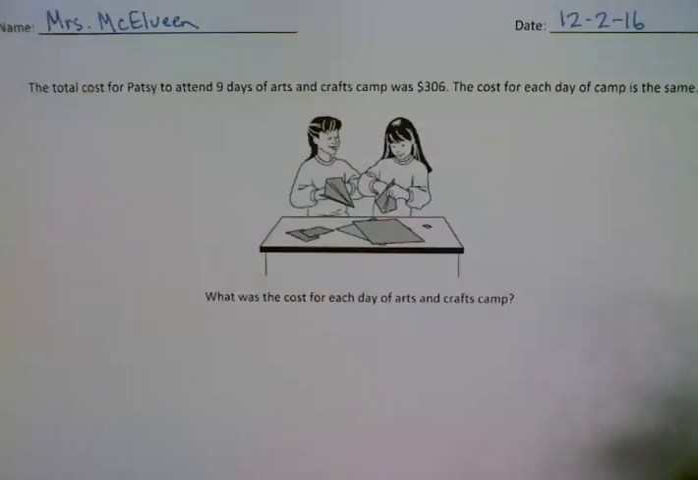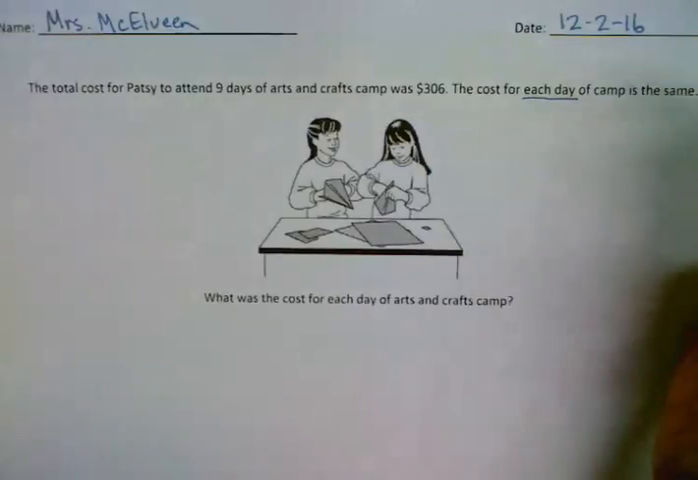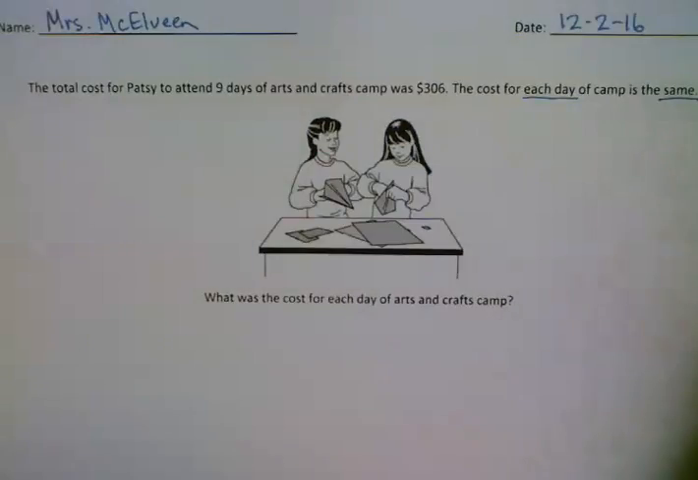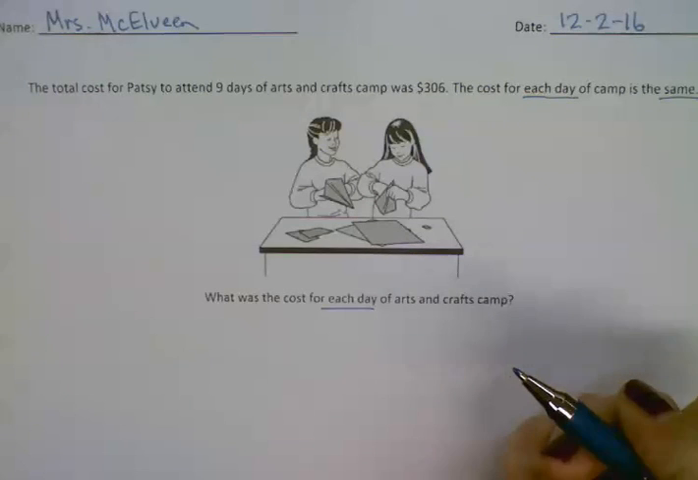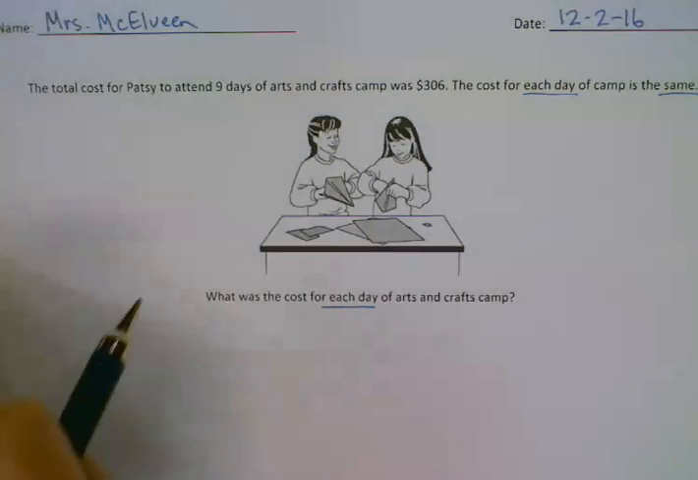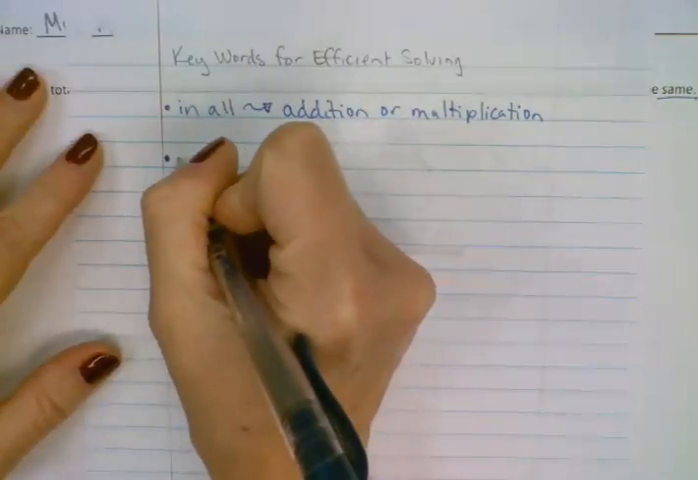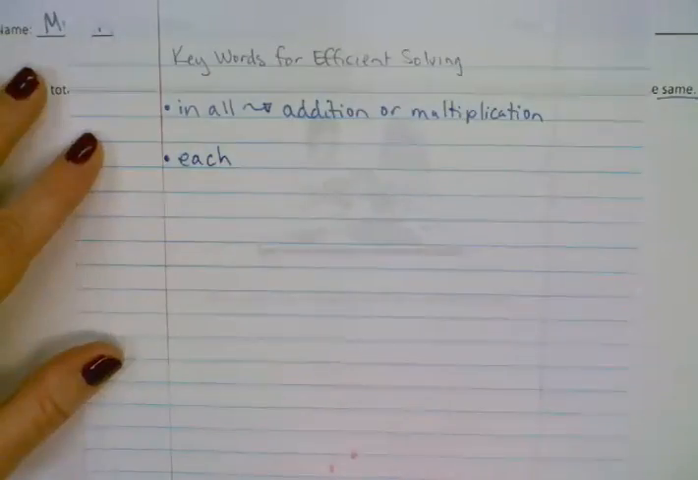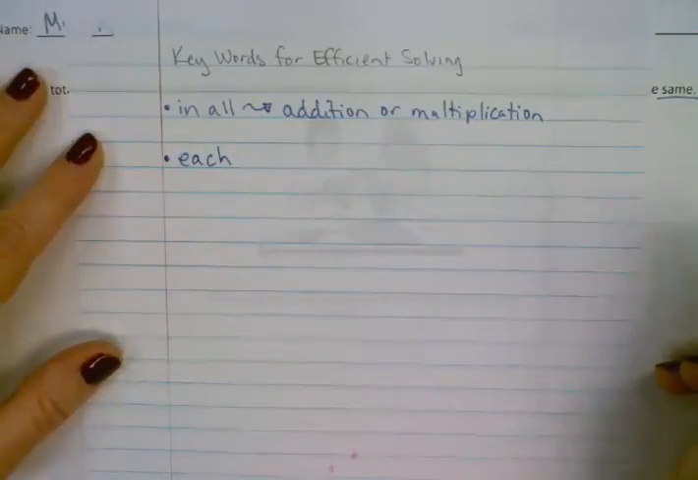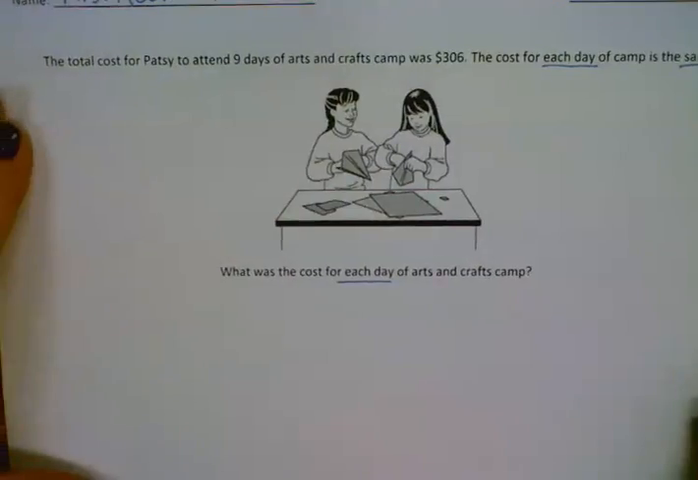So right away I'm noticing a few different important words. I noticed that it says each day of camp is the same, and then my question says, what does the cost for each day for the arts and crafts camp? So I'm going to add each to my keywords for efficient solving list. And then I'm going to use that to help me determine the most efficient way to solve the problem. So I'm going to start showing my thinking through the problem.